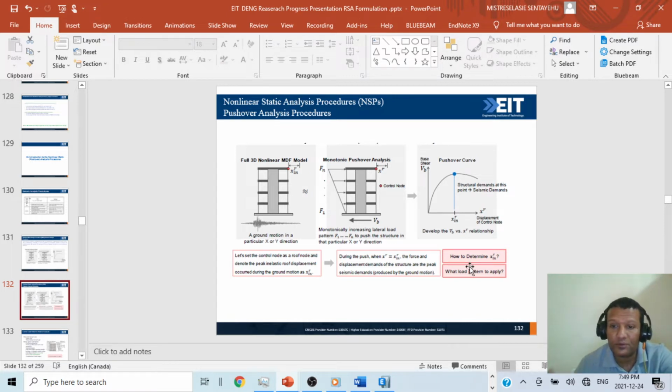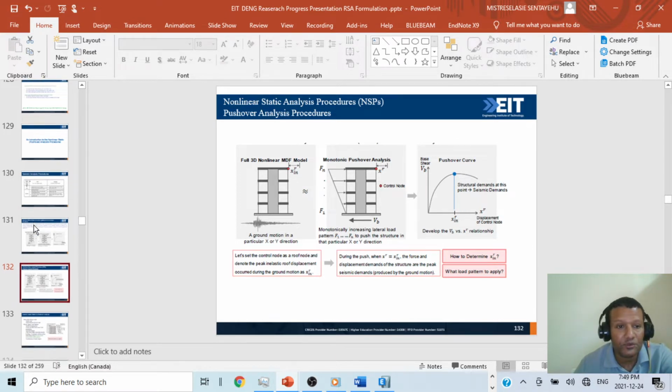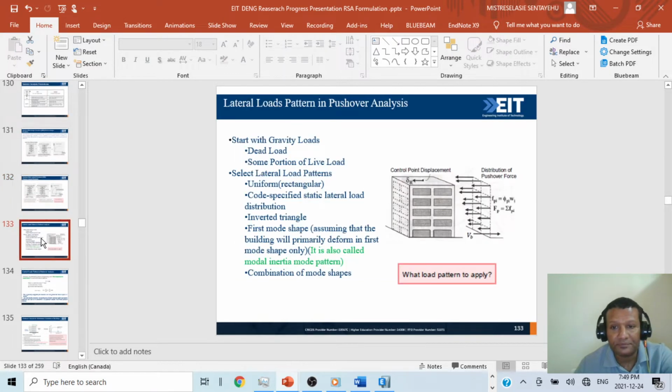The most important question is how to determine X in elastic for our building, and what load pattern to apply. These are two very important questions. What kind of load pattern do we have to use for pushover analysis, and what is the maximum X in elastic, the maximum target displacement for our building? If we know these two, the pattern of load we have to use and the target displacement, then it will be easy to calculate.